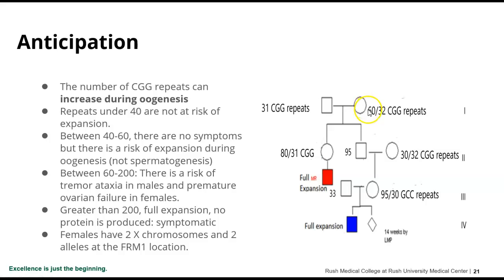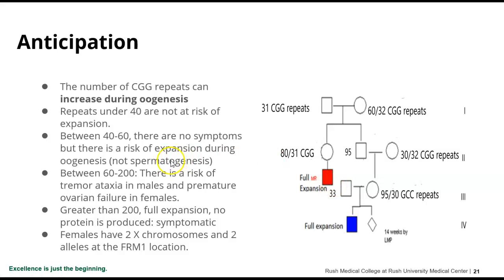Unfortunately, she gave this one. Dad gave a Y, and it went from 60 to 95. So again, it can go to different numbers. This 95 usually doesn't expand during spermatogenesis. So he gave this 95 to his daughter, who then fully expanded, whereas this sister, it can expand during oogenesis, and she went to a full mutation in this child.